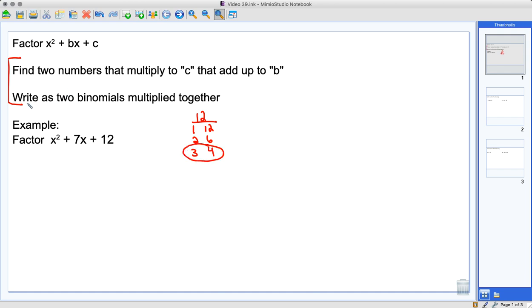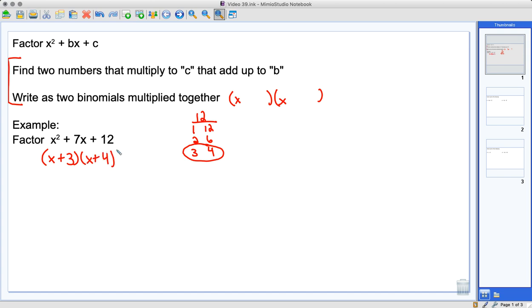Then we're going to write it as two binomials multiplied together. That means we're going to have an x and an x, and then based off of what your numbers are, because sometimes they'll be positives or negatives, we write in our pluses and minuses. So this problem is going to factor into x plus 3 times x plus 4.